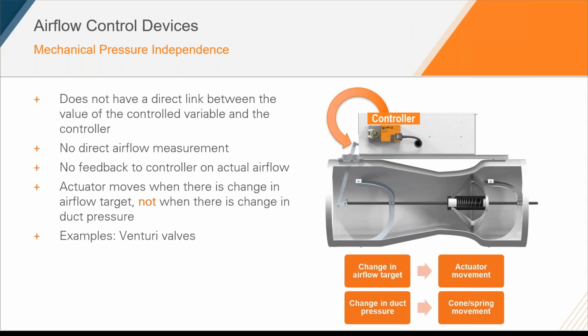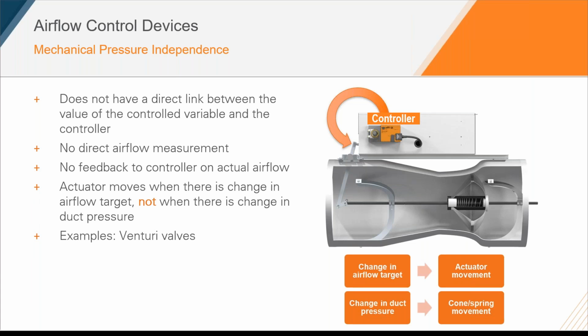So what this means is we don't necessarily have a direct link between the value of the controlled variable, which is in this case airflow, and the controller. Additionally, we're no longer relying on direct airflow measurement for these valves. Valves that are mechanically pressure independent essentially decouple the effects of pressure fluctuations inside the valve from the airflow we're controlling through the valve.